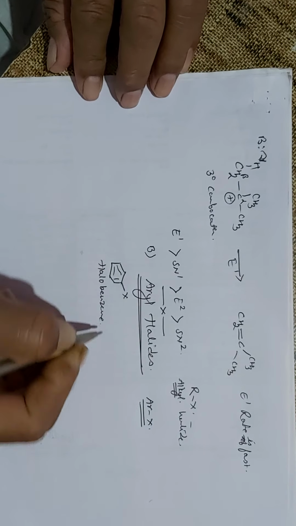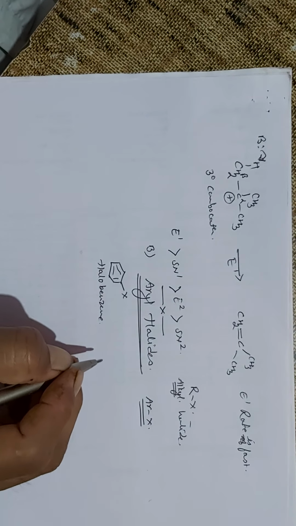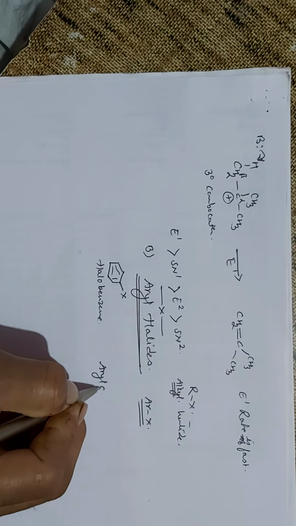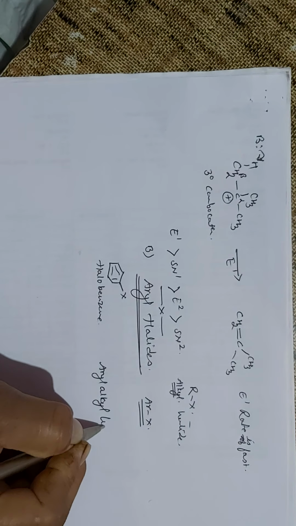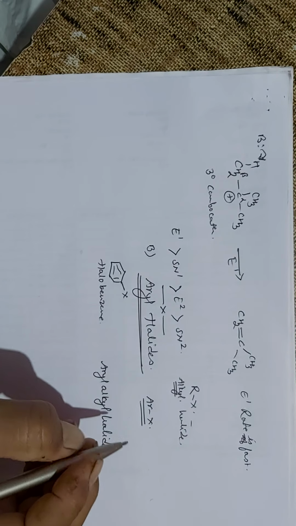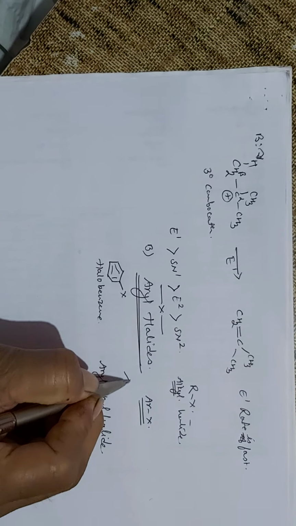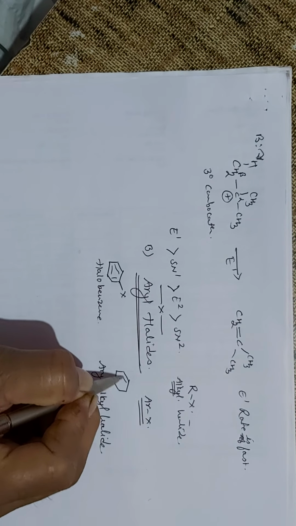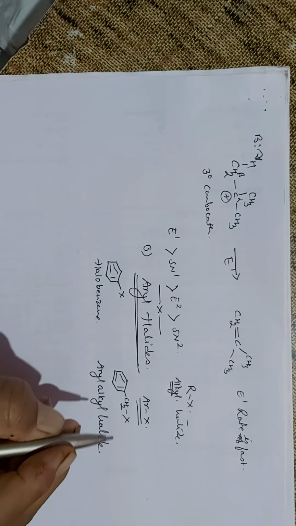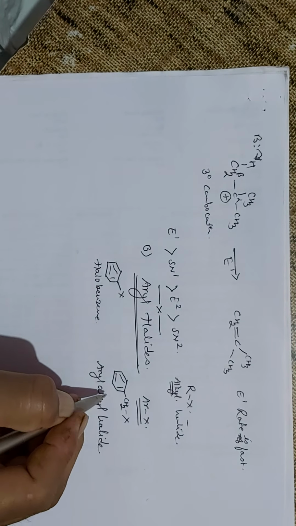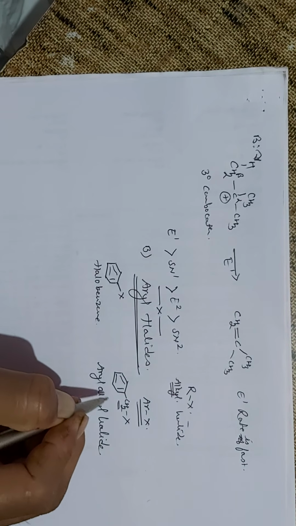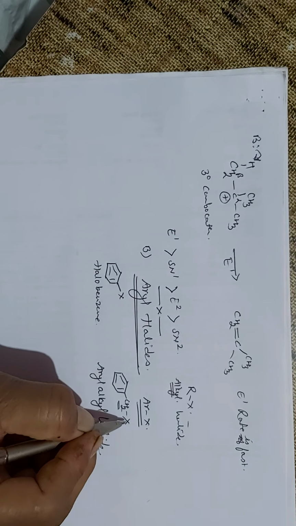And the other type of aryl halide is aryl alkyl halide. So what is aryl alkyl halide? It's the aryl halide in which the halogen atom is attached to the side chain of the benzene ring. So it is ArCH2X, means this CH2 is the side chain of this aromatic compound and the halogen is attached to this.